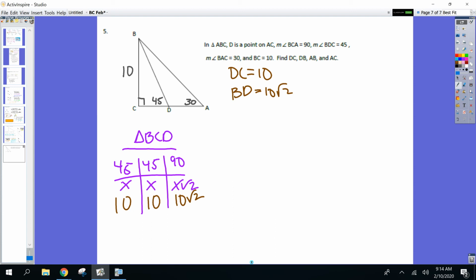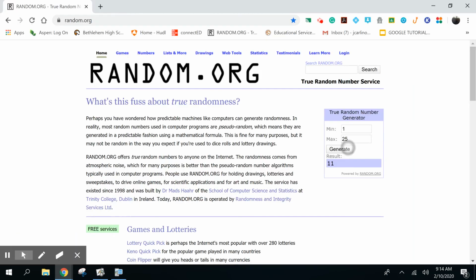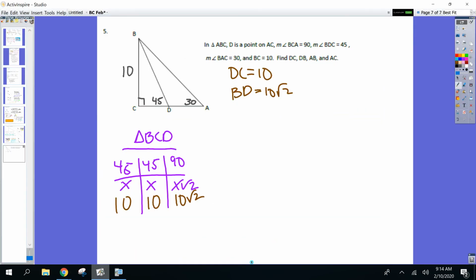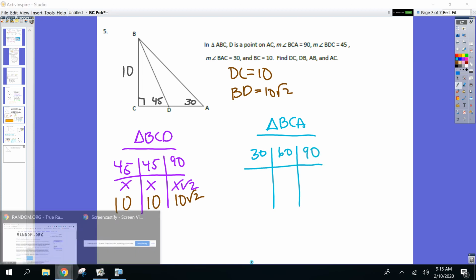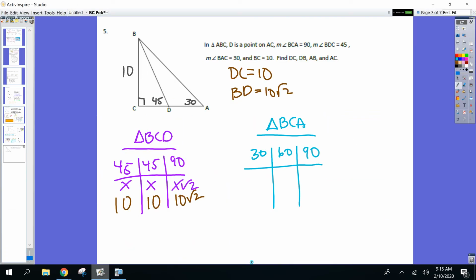There's the 45, 45. We also said there was a 30, 60, 90, right? Name the triangle that's a 30, 60, 90. What triangle is 30, 60, 90? BCA. Only side lengths from BCA are allowed. What are my rules in a 30, 60, 90? Across from 30? Across from the 60 and across from the 90? Got it.